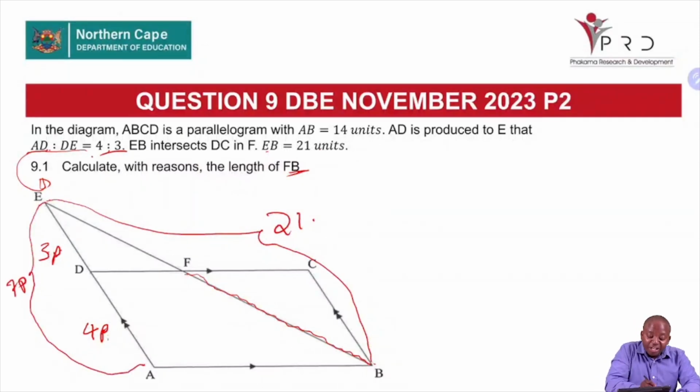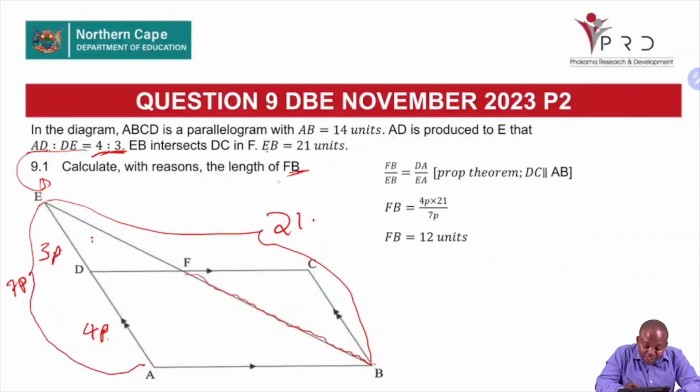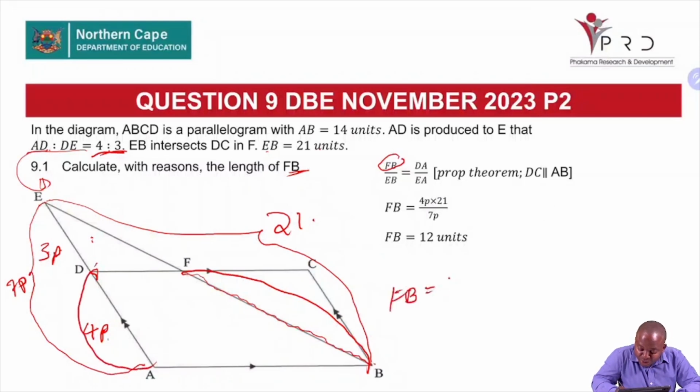Remember, when I'm moving the ratio into the diagram, we attach a variable to it, so that the ratio now becomes the length. Now, when we move forward, we know that according to the proportionality theorem, because I'm looking for FB, I'm going to take the same shape. So FB equals DA, which is the same thing that we have here. So we'll say FB equals DA.